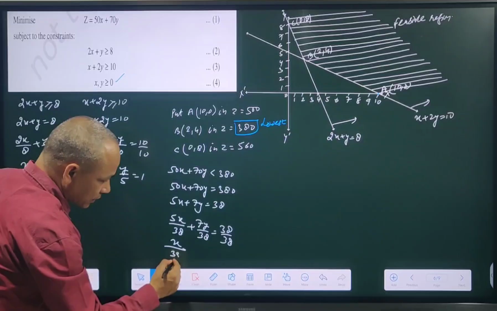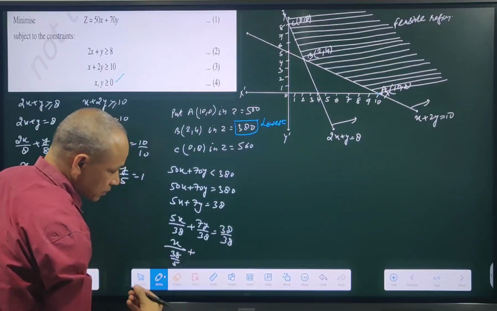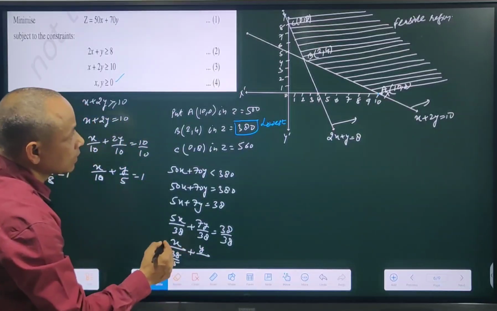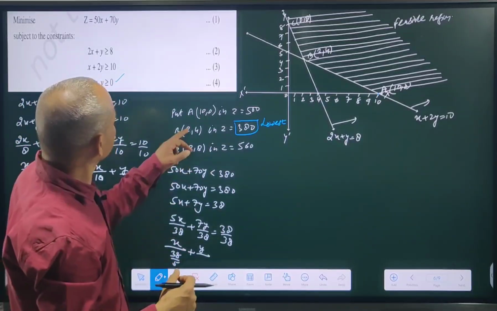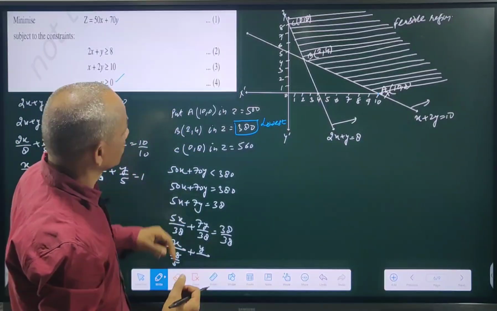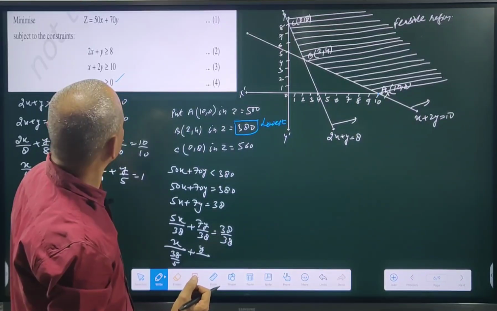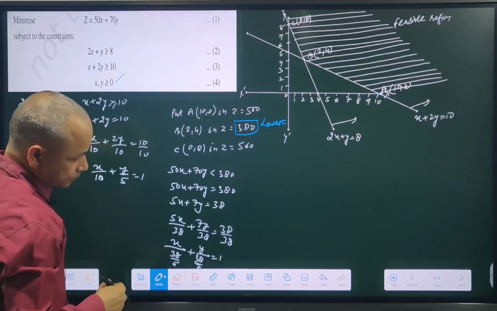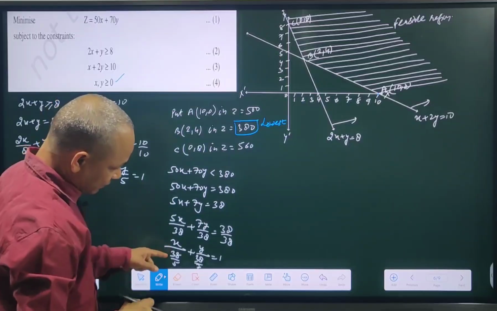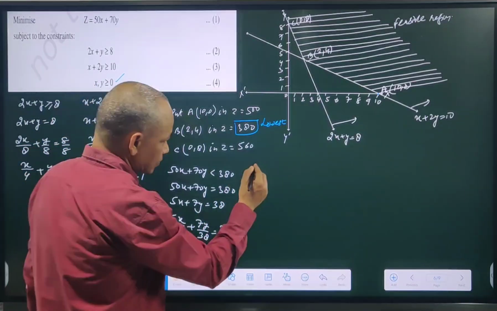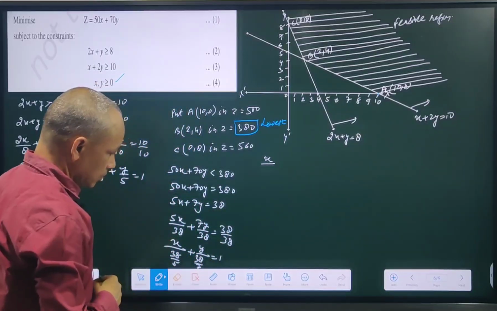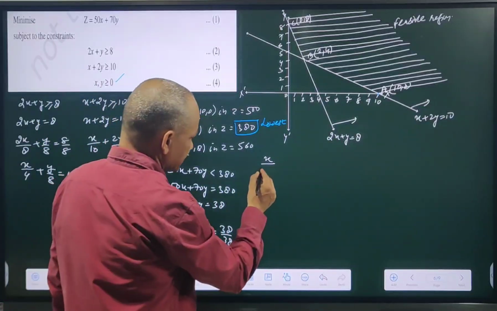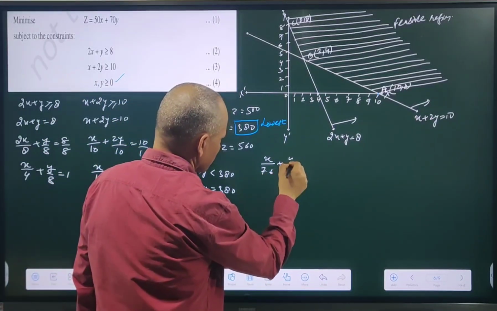X divided by 38 by 5 plus y divided by 380, by 38 by 7 equal to 1. So this will come out as x divided by 7.6 plus y divided by 5.4.